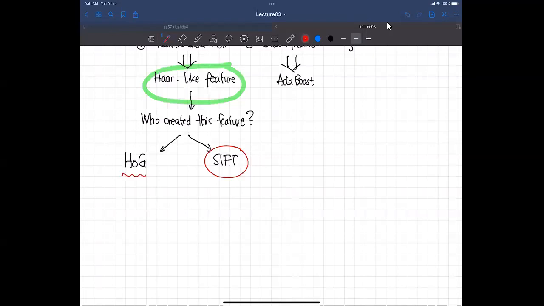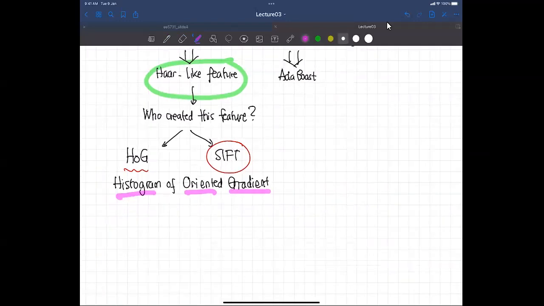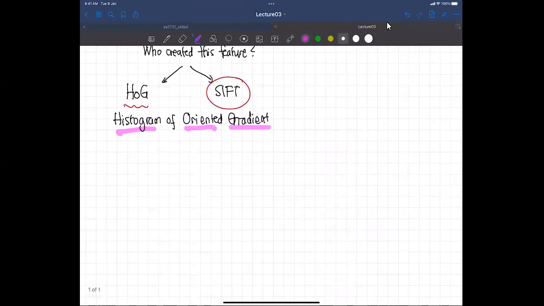Okay. HOG stands for histogram of oriented gradients. So that's the longer version of HOG. And there are many different things here. We have gradients, we have orientation, and we have histogram. So in HOG, there are these three basic concepts: gradient, orientation, and histogram.